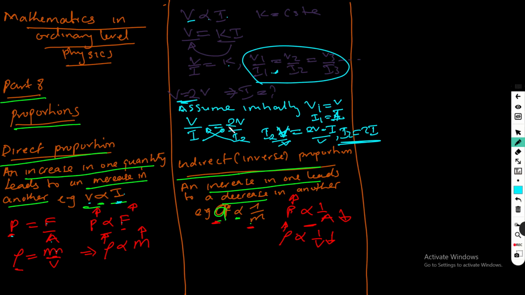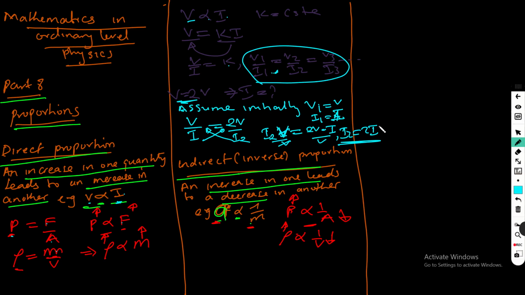If you do cross multiplication, I2 times V is equal to 2V times I. For you to make I2 the subject, you divide both sides by V. This one cancels this, so you're left with I2 equals 2I, where this I is the initial current, meaning that our current value will be 2 times the initial value. That's what is meant by direct proportion.